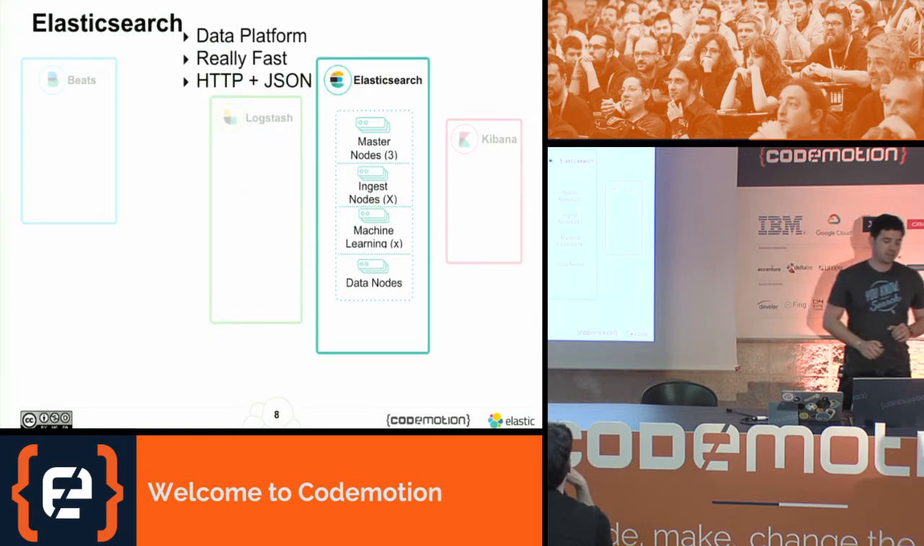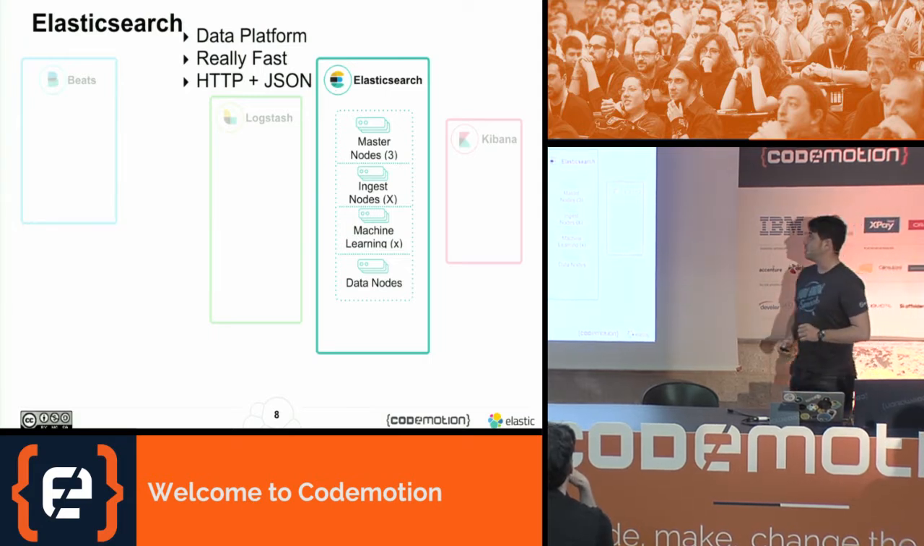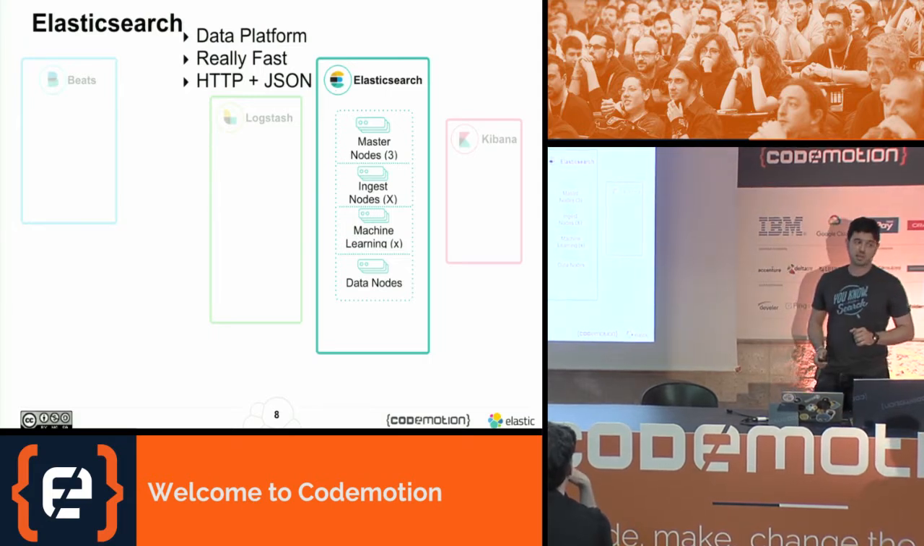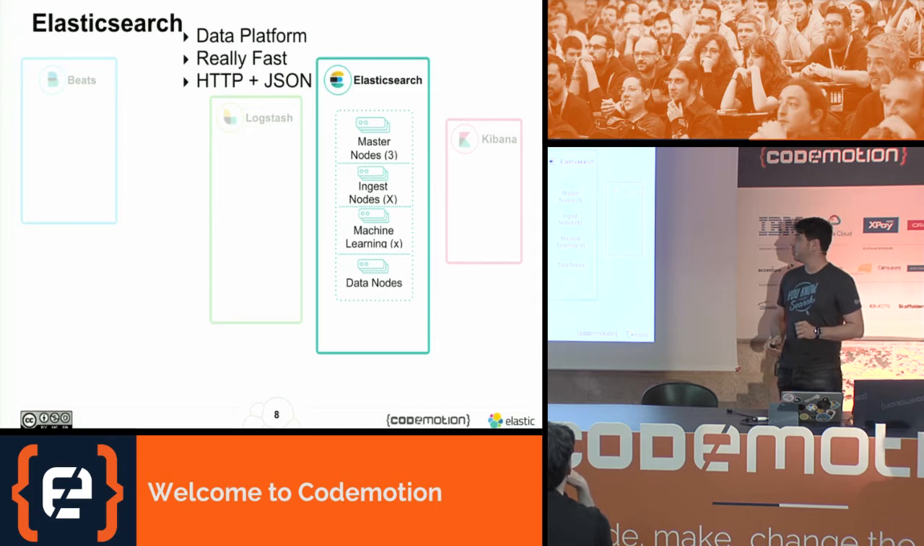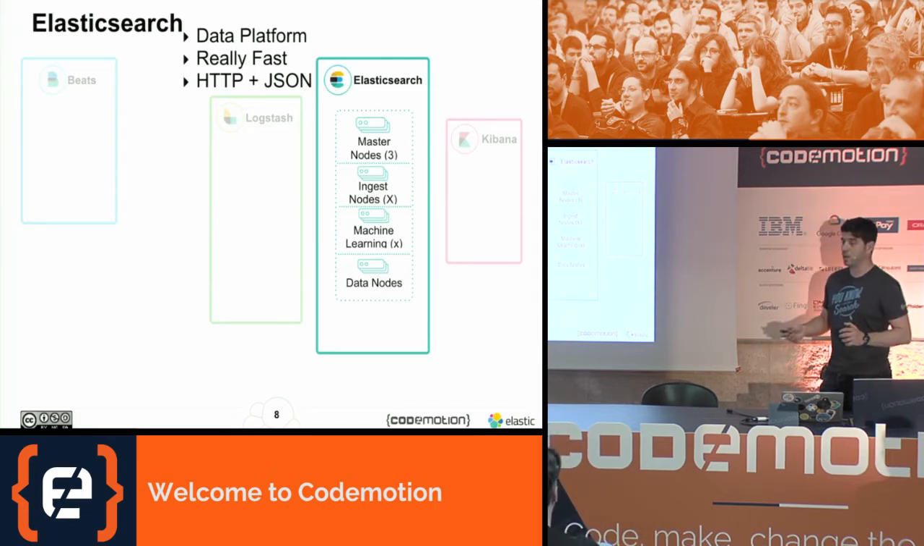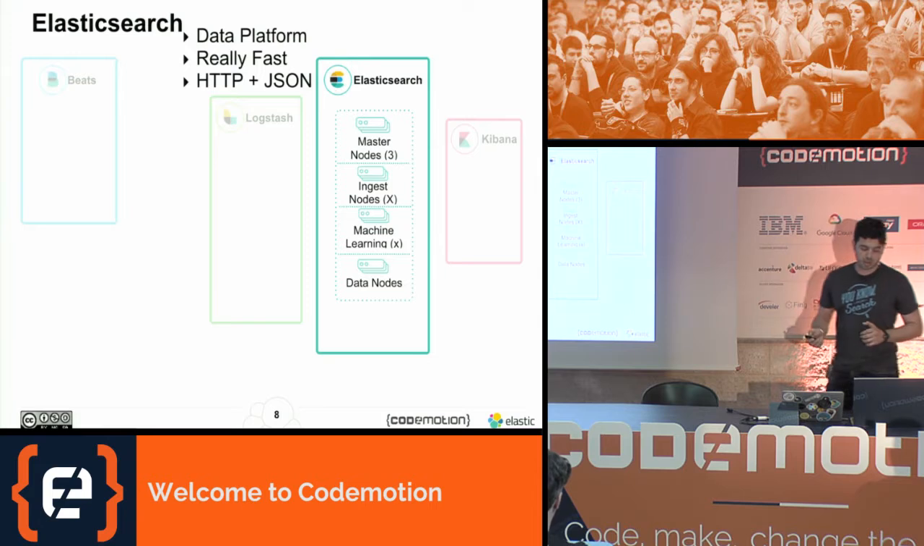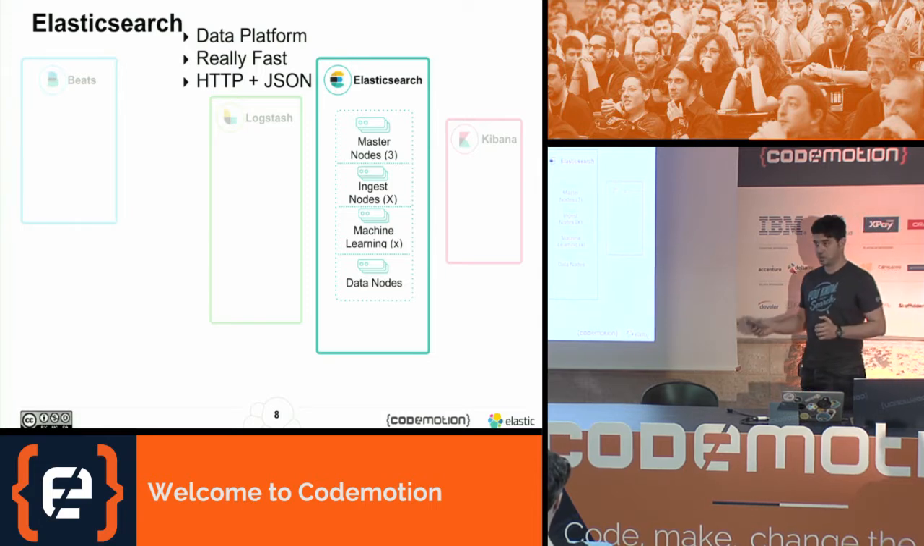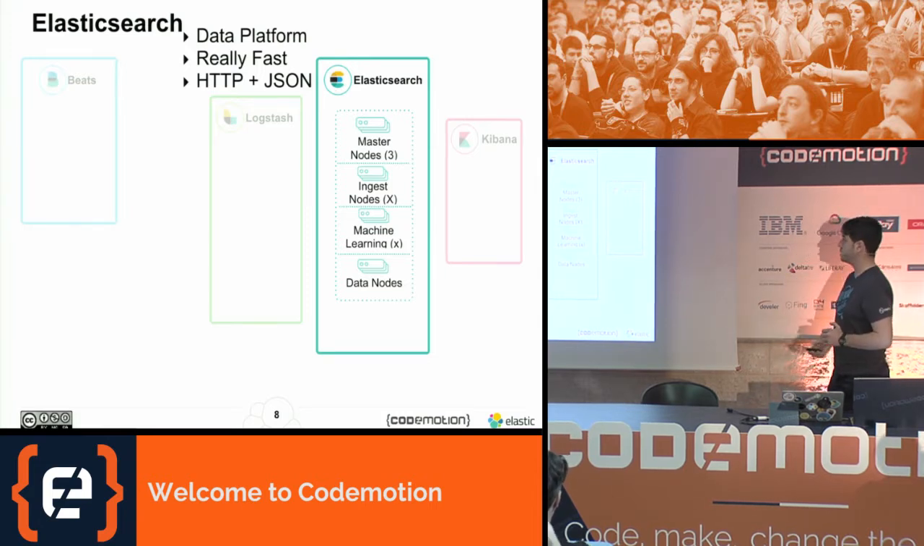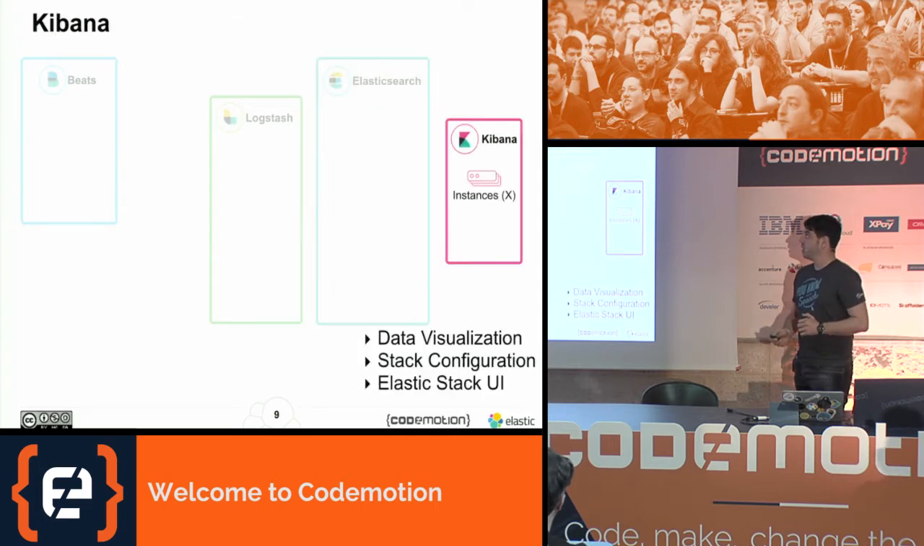Elasticsearch is the core of the solution. Technically speaking, it is a distributed NoSQL search engine. It's really fast. It was designed from day zero to scale, so it gives you back answers really quickly. And the language that Elasticsearch understands is JSON, so you get JSON in and out of Elasticsearch, and you can throw all the queries that you want at it.